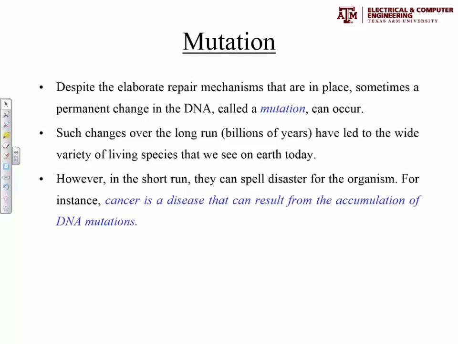Such changes over the long run, billions of years, have led to the wide variety of living species that we see on Earth today. If you start from a bacterium, how is that going to evolve? Under selective pressure, there will be mutations, and it's going to try to survive. Like if conditions on the Earth changed, like it became really hot, most of us will be dead. But maybe 1 or 2 of us will evolve, can tolerate high temperatures and we'll be okay. And we'll take over. So that's how evolution has taken place over time.